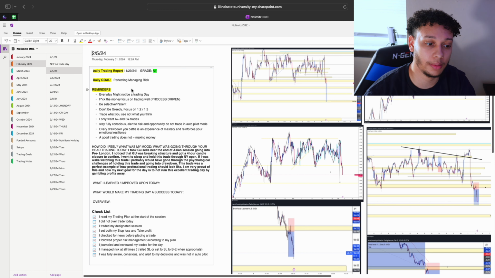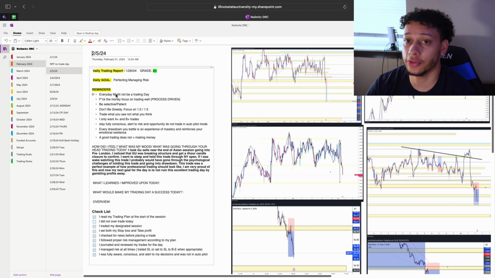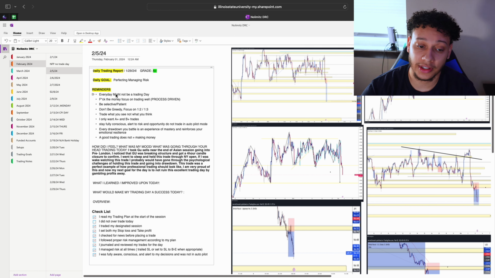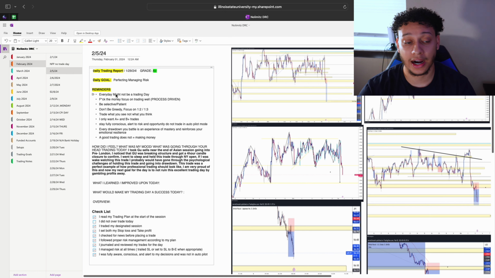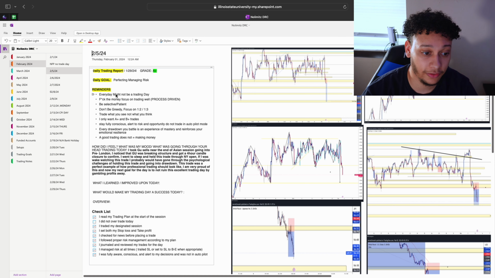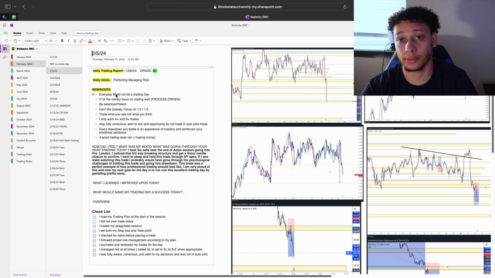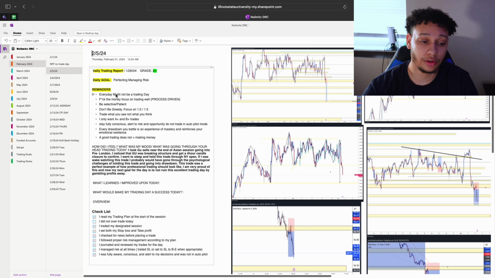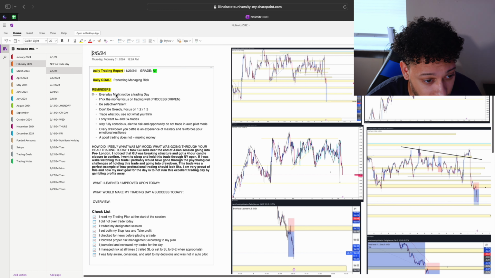Now we have our reminders. I read this every day before I hop on the charts. These are reminders, things to remind me that I must do in order to be successful for that day. Now you can take my reminders and use them if you'd like, or you can create your own. You know, everybody is going to be different.